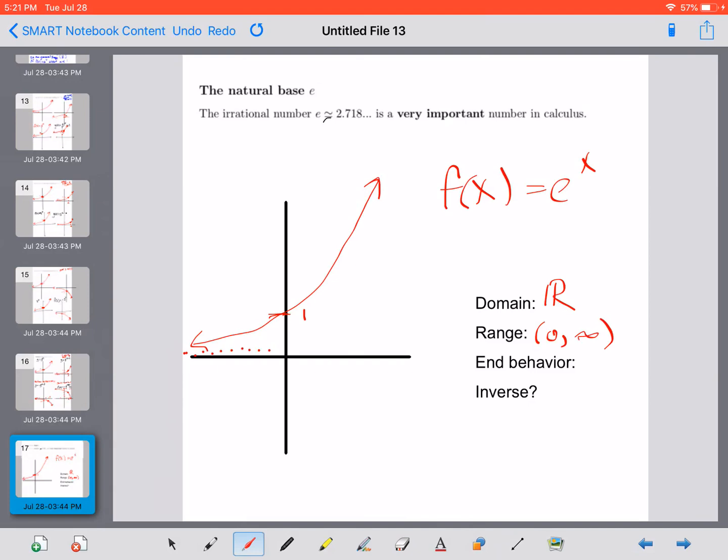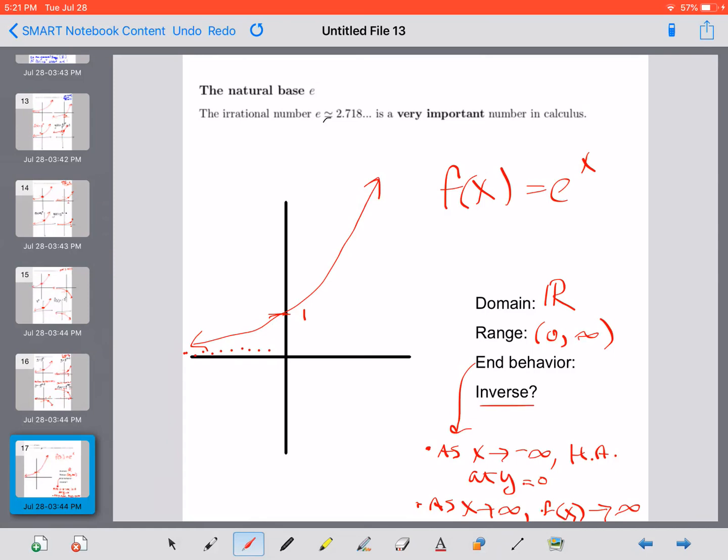The end behavior just means, does it have a horizontal asymptote? And yes, it does on the one hand. As x approaches negative infinity, we get a horizontal asymptote at y equals 0. That is, f of x approaches 0. But as x goes to positive infinity, there's no asymptote here. The outputs of the function are also going to be heading towards positive infinity. Okay, we can see that happening on the graph.